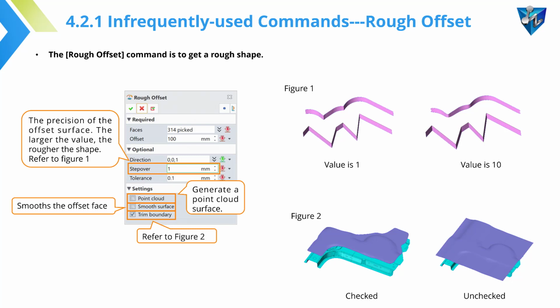The first is point cloud. It means it will generate the point cloud surface. Next is smooth surface. If we want to get a smoother surface after you offset, you can check this option. Final is trim boundary. We can see figure 2. If you uncheck it, it will generate the offset surface according to the boundary of the surface.